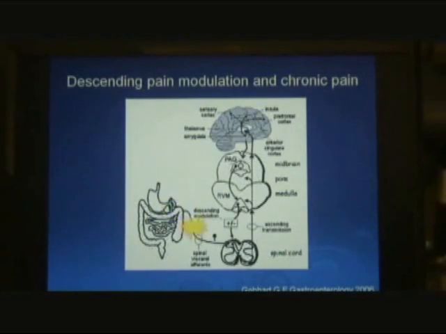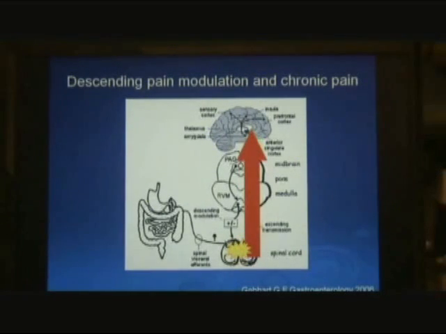First, let's consider a pain signal generated, for example, in the pancreatic gland. It's transmitted to the spinal cord via the visceral afferents, and then it's transmitted to the brain and brainstem via an interaction in the spinal cord. This is the normal afferent loop in pain processing. However, a very important secondary loop is involved, and this is called descending pain modulation.